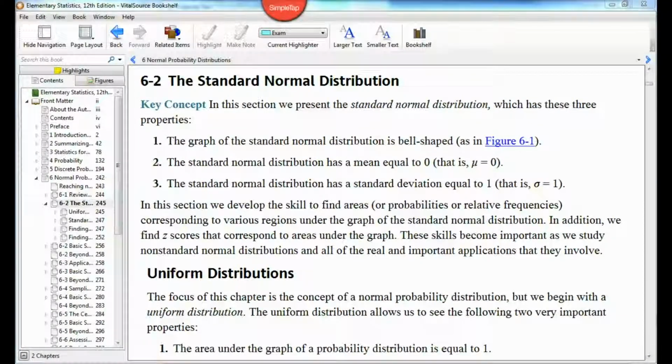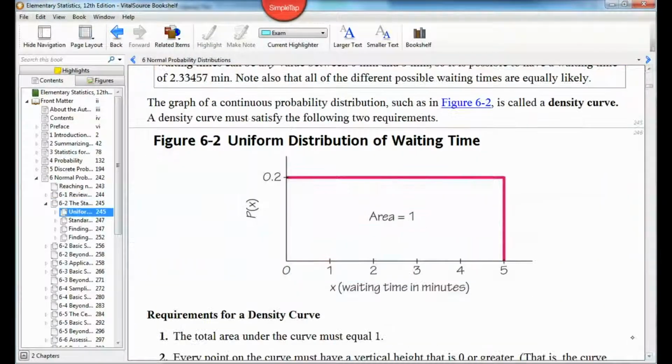With uniform distributions, usually we can make shapes like a rectangle. We do want the area of the entire shape to be 1. These are our random variables. This just happens to be time waiting in minutes. And there's a probability of 0.2 for 1 minute, 2 minutes, 3 minutes, 4 minutes, 5 minutes. So there's a 20% chance you have to wait for 1 minute, 2 minutes, 3 minutes.